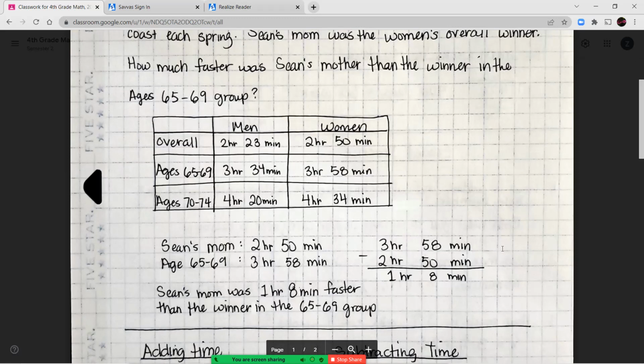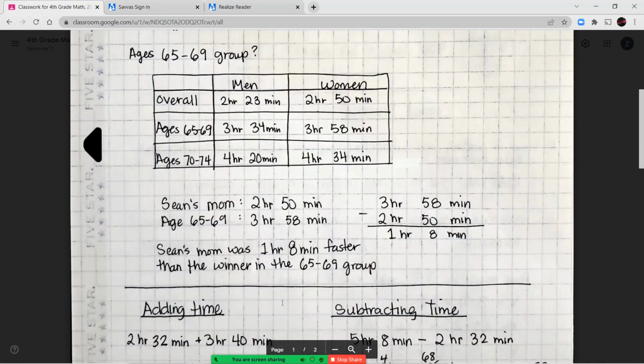So to find the difference, I'm going to subtract 3 hours and 58 minutes minus 2 hours and 50 minutes. 58 minus 50 left me with 8. 3 minus 2 left me with 1. So Sean's mom was 1 hour and 8 minutes faster than the winner in the 65 to 69 age group.